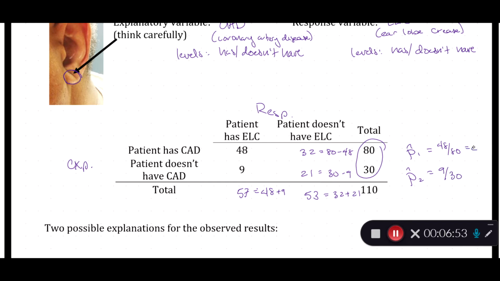48 over 80 is 0.6, 9 over 30 is 0.3, and we can see that just by looking at these two proportions. Of the people who have coronary artery disease, only 60% of them also have ELC. Of the people who don't have coronary artery disease, so of the 30 people who do not have CAD, 30% of them have ELC. So these two row proportions are in fact different. But the question is, how different are they?